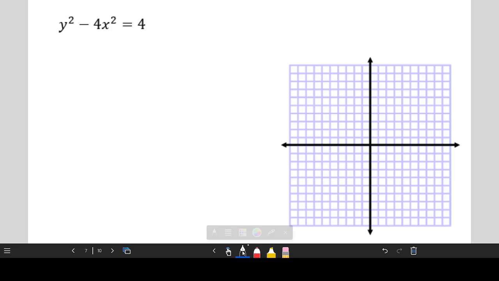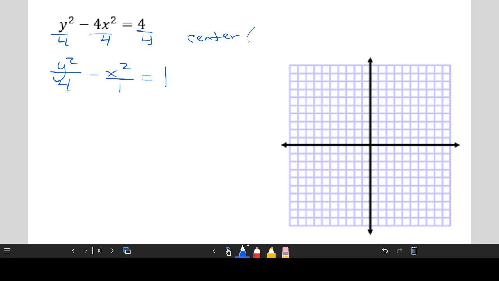All right, with this one, the first term is the y term, and then the x term is being subtracted. So this one's going to have a vertical transverse axis. The right side's not 1 yet, so we want to divide every term on both sides by 4. So y squared over 4 minus x squared, just x squared, but we can write it as x squared over 1 just to help ourselves as we're comparing this to the formula. We still have y minus 0 and x minus 0, so the center is still 0, 0.